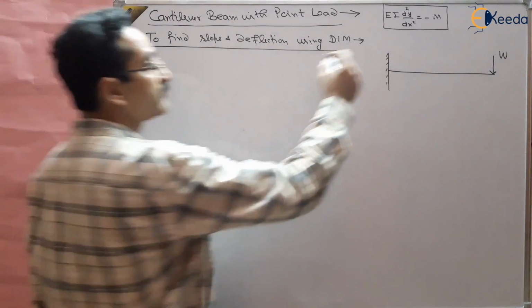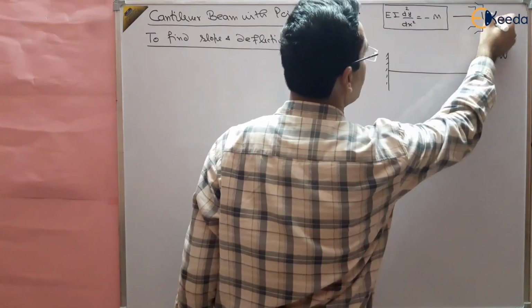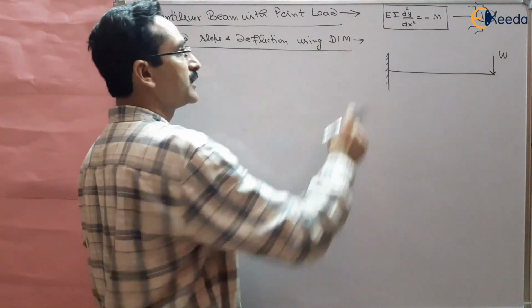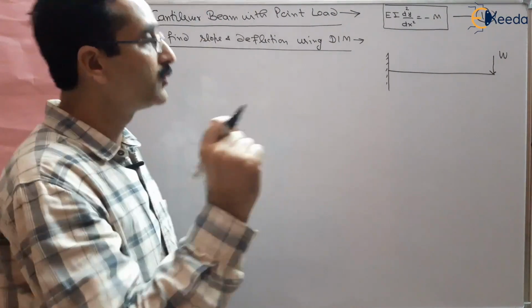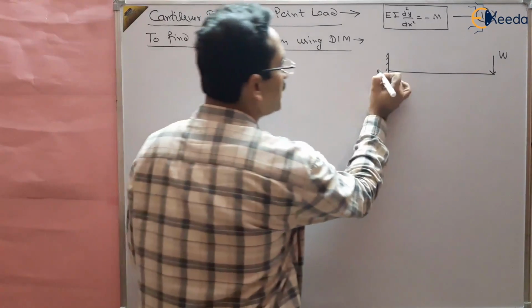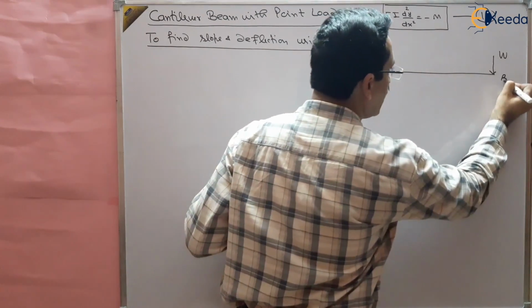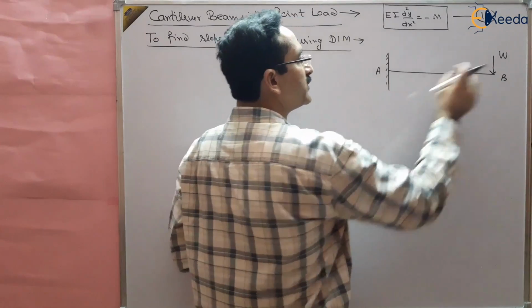Now we know the deflection equation. This is our deflection equation. EI d2y by dx square is equal to minus M. It means bending moment is required. So if this is a beam A to B, the bending moment will be valid between A to B because there is only one load.